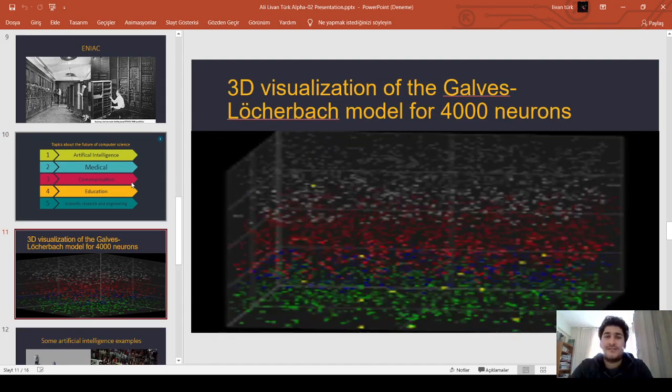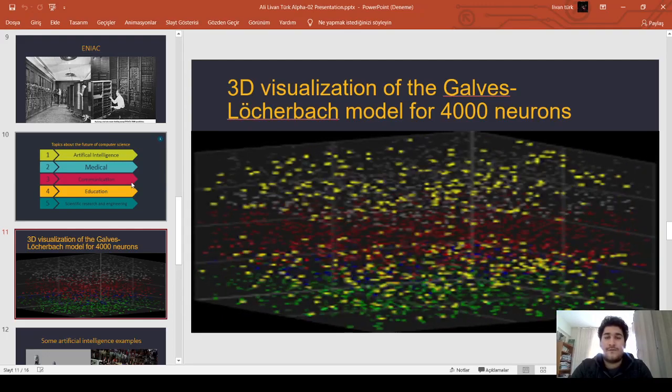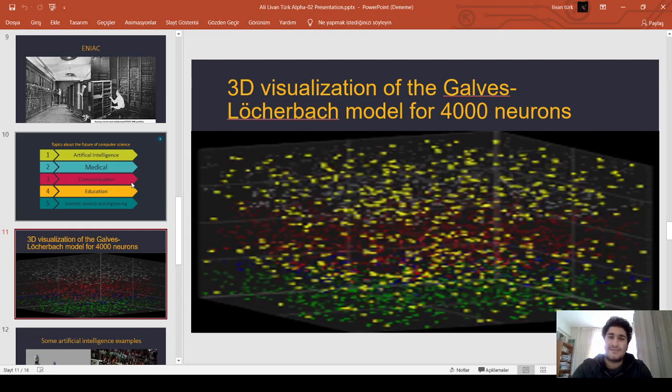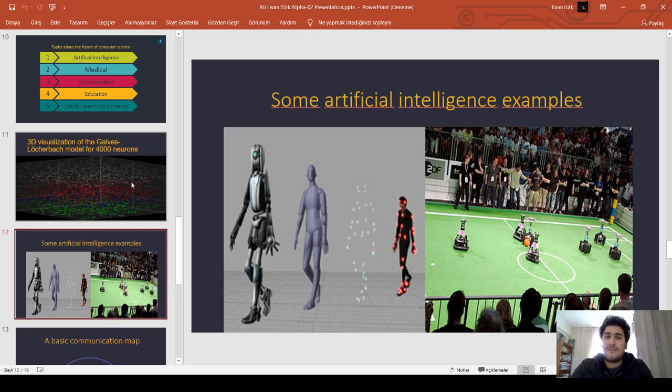Here's a tricky visualization of the Gauss-Liouville model for 4,000 neurons, which is used in neuroinformatics. And here's some artificial intelligence examples. And here you can see a person's anatomy with robots made from human's anatomy. And here's a match with the robots. They are playing football, and there are some leaks in the foreign countries. And since you can see on YouTube, I advise you to watch one of their plays. It's really enjoyable.